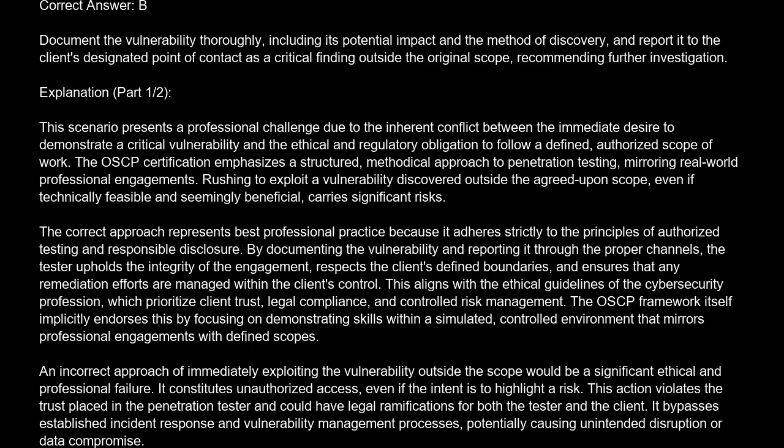The OSCP framework itself implicitly endorses this by focusing on demonstrating skills within a simulated, controlled environment that mirrors professional engagements with defined scopes. An incorrect approach of immediately exploiting the vulnerability outside the scope would be a significant ethical and professional failure. It constitutes unauthorized access, even if the intent is to highlight a risk.